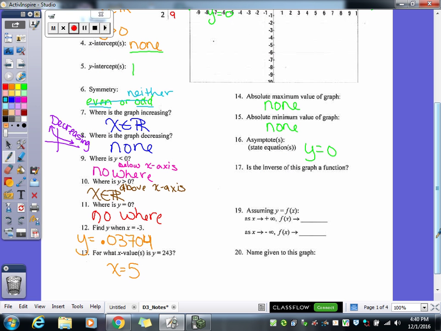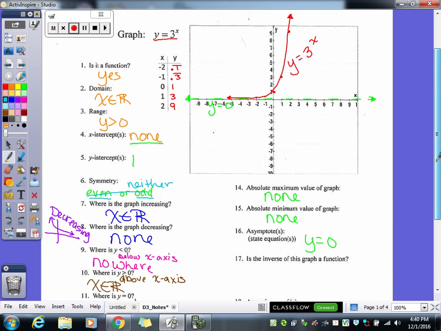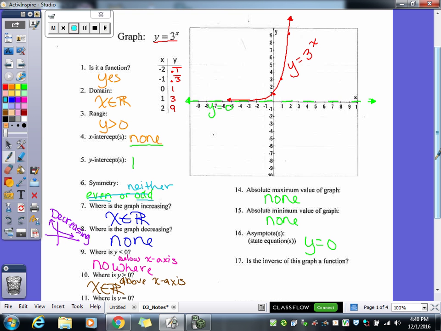Is the inverse of this graph a function? So remember, our inverse would be if we took our graph and reflected it over the line y equals x. Or, an easier way to do it is take your points up here and just flip them. So (0.1, -2), (0.3, -1), (1, 0), (3, 1), (9, 2), there would be my inverse.